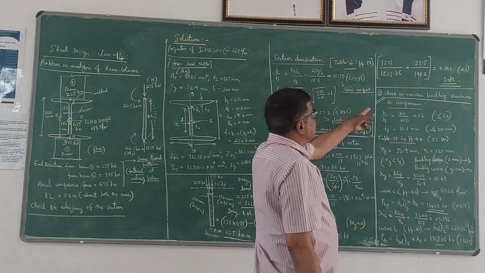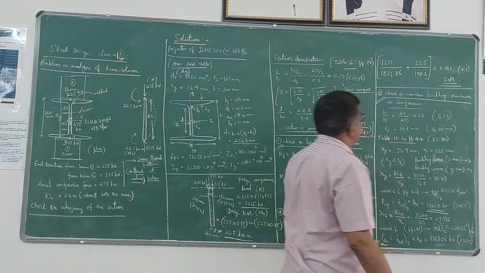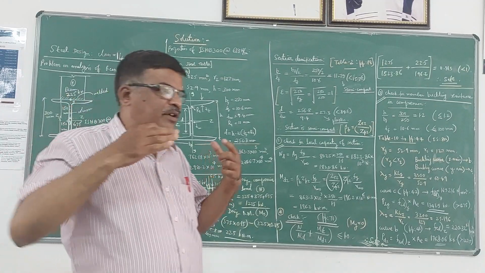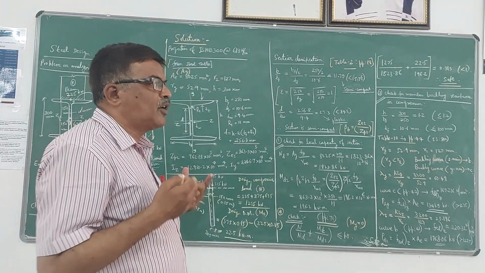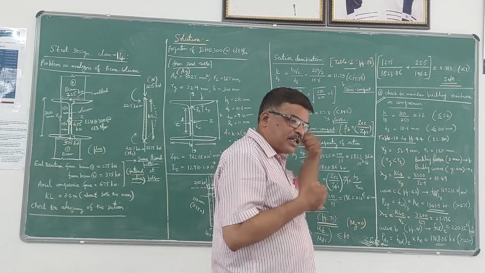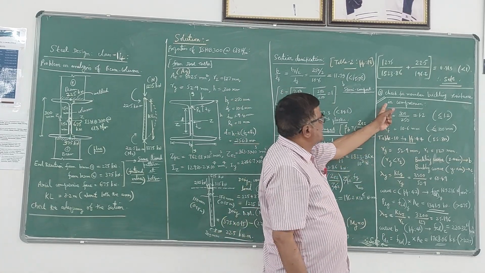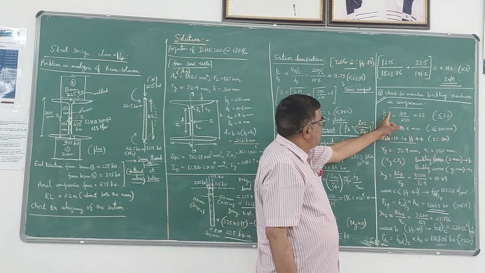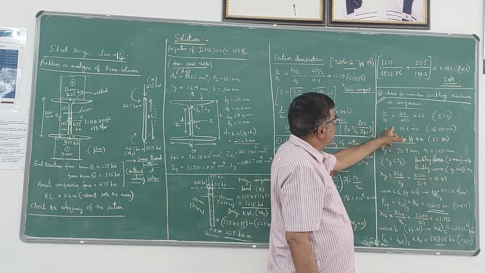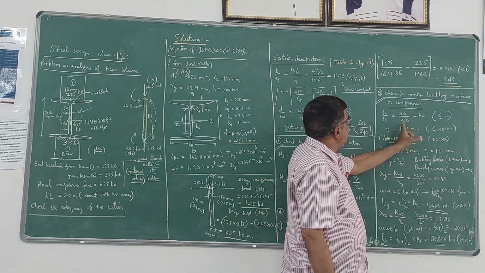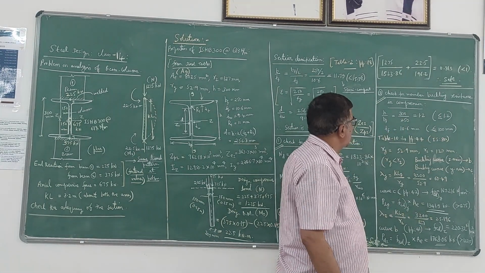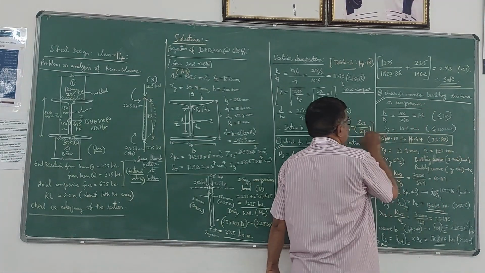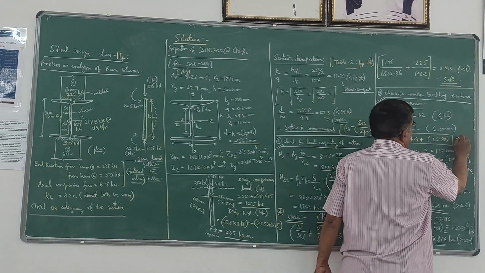Now the second check is the check for member buckling resistance in compression. We have to now consider the compressive effect for the beam column. Since the beam column is subject to both compression as well as bending, we have to check for member buckling. So here we have to take the h by bf ratio, which is 300 by 250, 1.2. Now we have to refer to Table 10 on page 44 of the code. So this is the table we have to refer to.